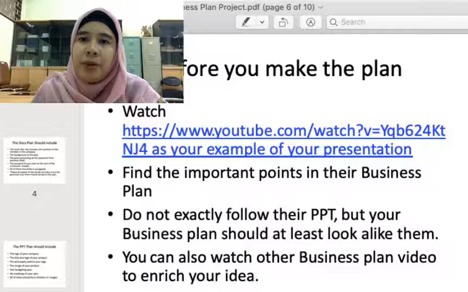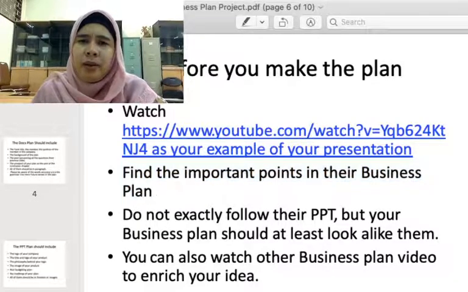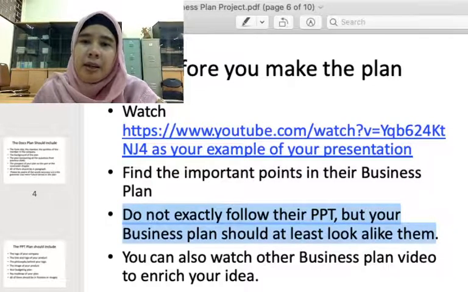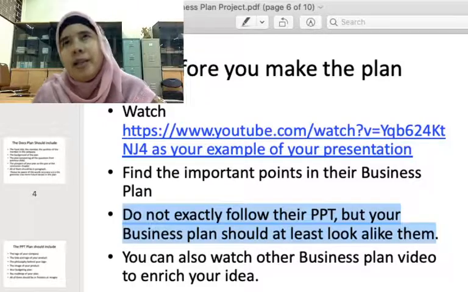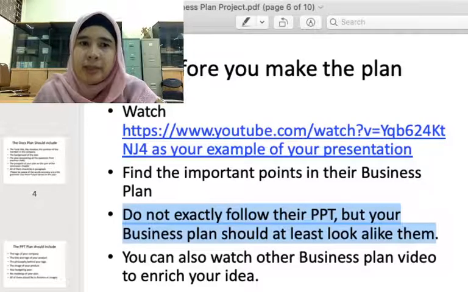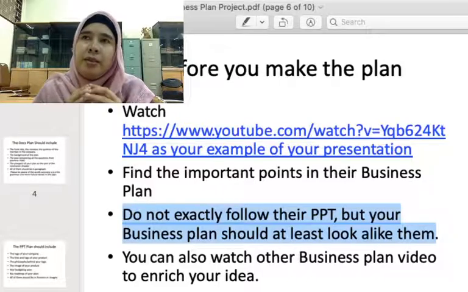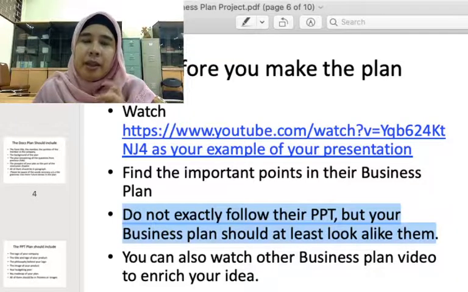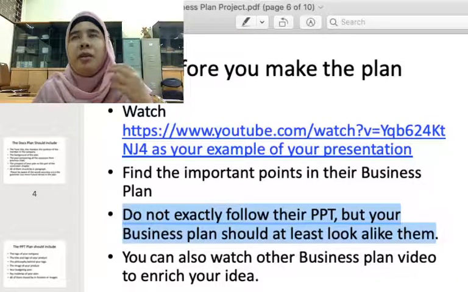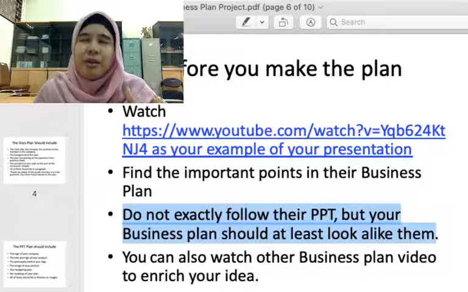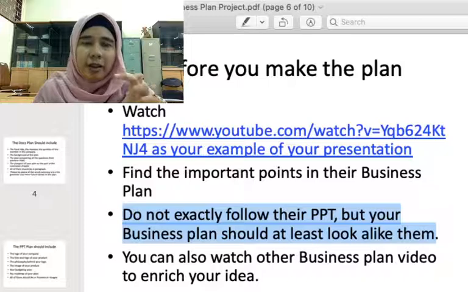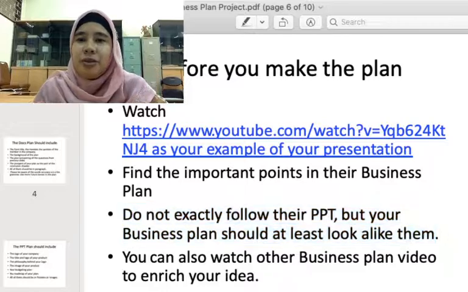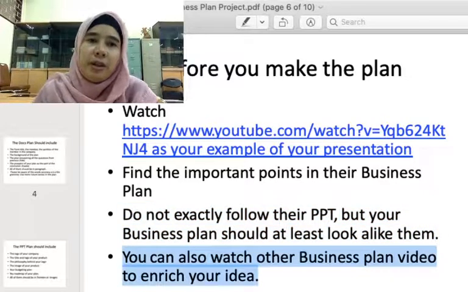Okay, find the important points in their business plan. Do not exactly follow their PowerPoint, but your business plan should at least look like them. It doesn't mean it should be the same, tidak harus sama, but points yang paling penting itu harus ada. Okay, if I am not mistaken, they include the budgeting plan-nya, and then the logo-nya di situ pun ada, kemudian packaging-nya juga ada, and then the image of the product-nya juga ada, and etc. You can also watch other business plan video to enrich your idea, boleh.